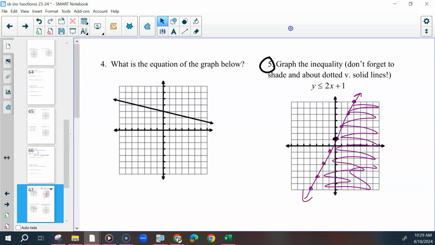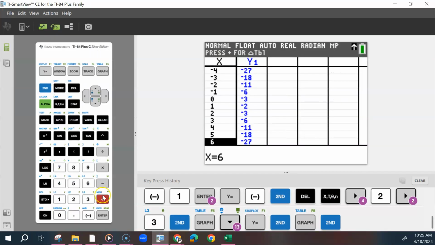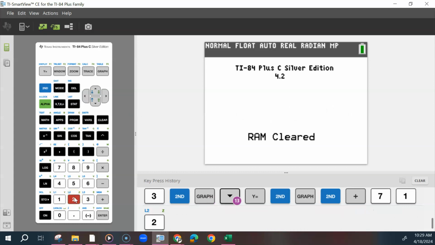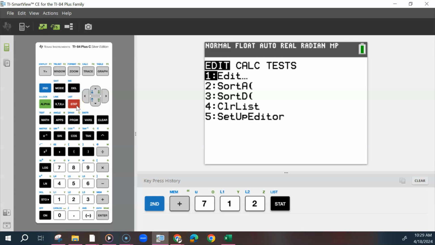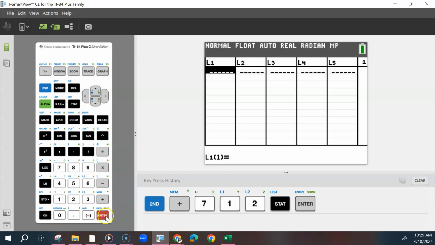So go ahead and reset your calculator first. Second plus 712. And then we're going to go into stat, edit, enter, 1 or enter, and then put in that table of values on the front page.